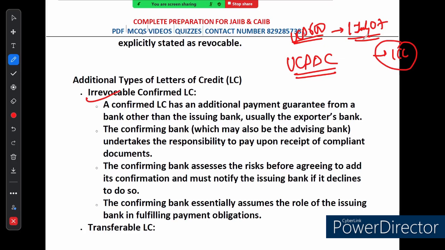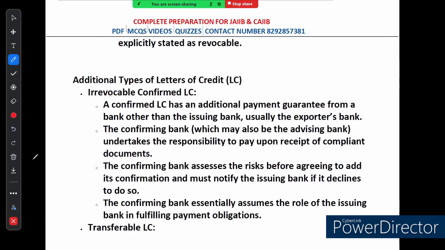Okay, now let's talk about additional types of letter of credit. Now we have covered the basics of LC. Let's dive into the additional types of letter of credit that play a crucial role in international trade. They are called the irrevocable confirmed LC and the transferable LC. These types of LC offer an extra layer of security and flexibility, making them essential tools for businesses around the world.